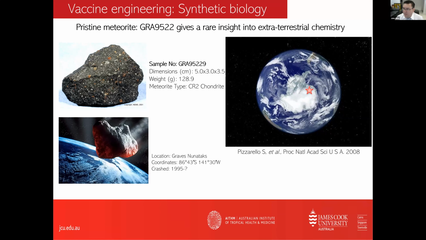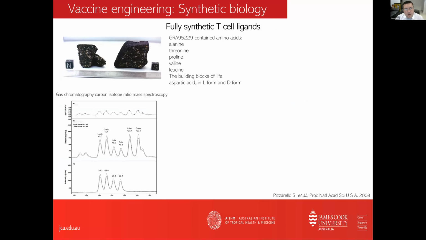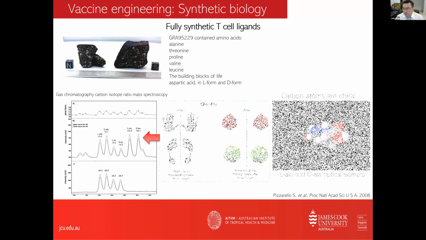They don't know. Anyway, NASA took this thing back to the labs in the US, cut it up, had a look inside, and they found the building blocks of life, all the amino acids. But what they found was that these amino acids were in equal amounts in either D form or L form. So back to front, like your hands.